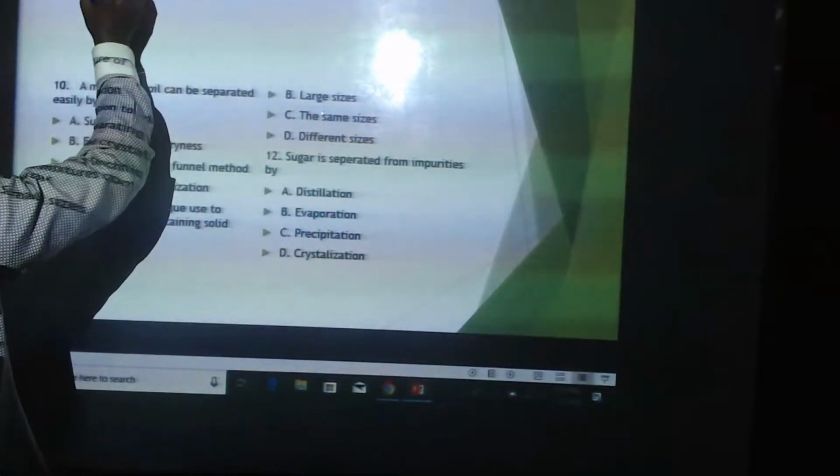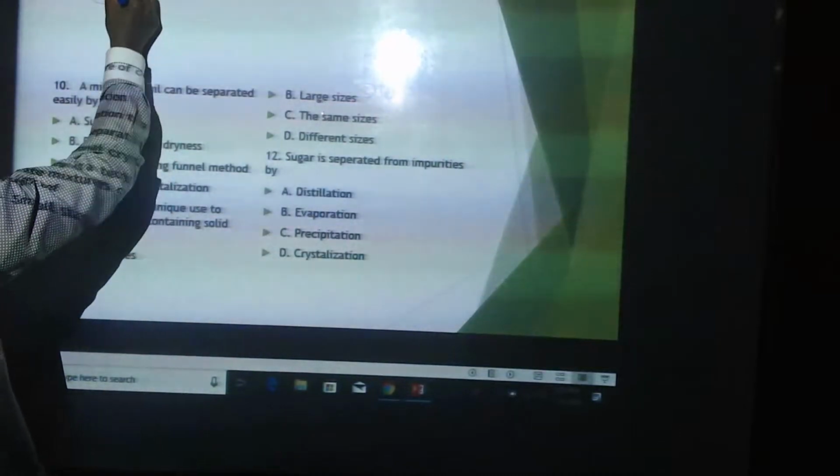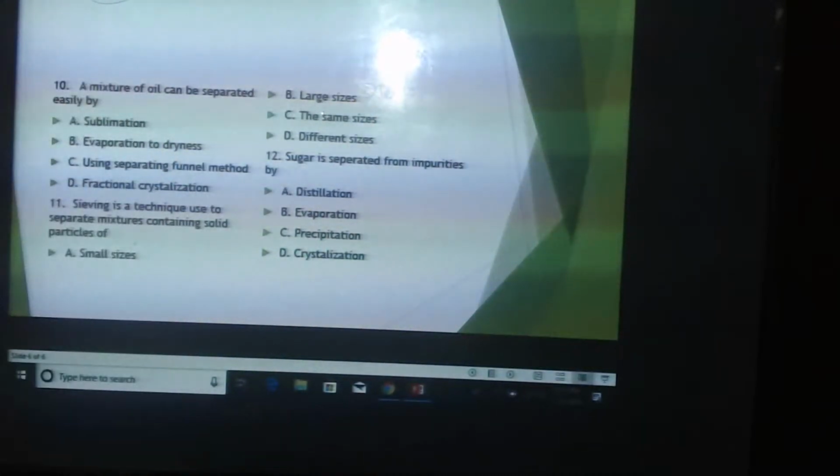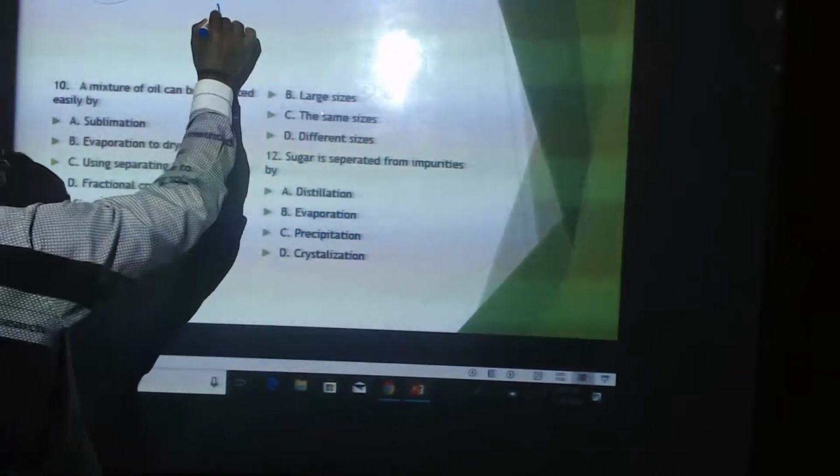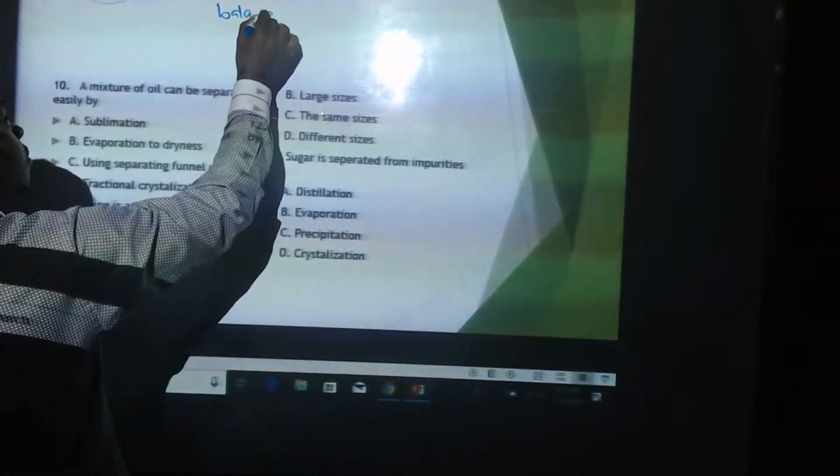Now to balance it, you put your 2 here. Now your hydrogen is 2, your chlorine is 2, your chlorine is still 1. So you just put your 2 here. And this is the balanced equation.